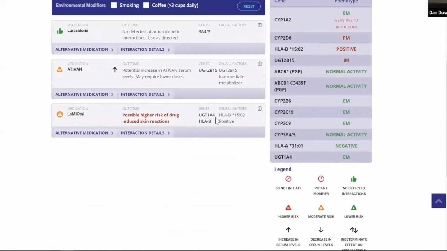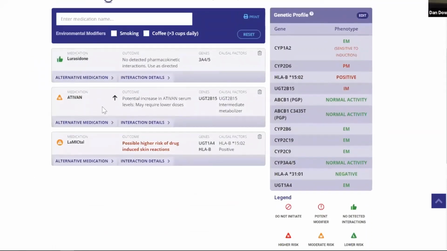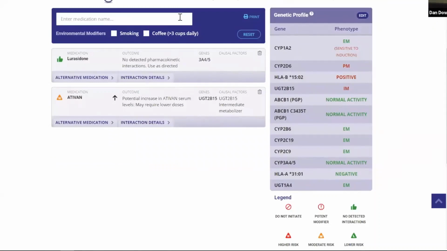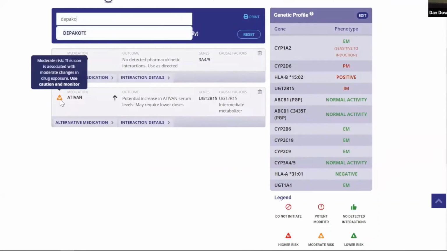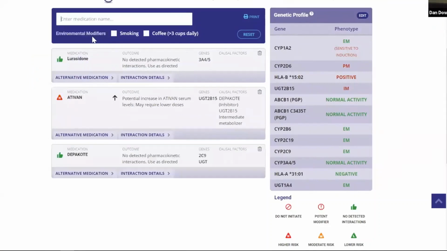Okay. Let's move on to Ativan or lorazepam here. So here's Ativan. This is a moderate interaction. We expect a moderate increase in blood levels, and that is due to this person's genotype. Okay. If I wanted to add, let's get rid of Lamictal for a moment and add Depakote, valproic acid. Before I add this, keep an eye on this icon right here. Right now it's moderate. I add Depakote, and that immediately becomes a high-risk interaction.